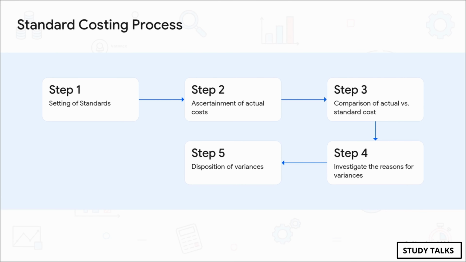Step 4 is the manager's job. You have to investigate those variances and find out why they happened. And finally, step 5 is for the accountants. You dispose of the variances by transferring them to the right accounts, usually your costing P&L.